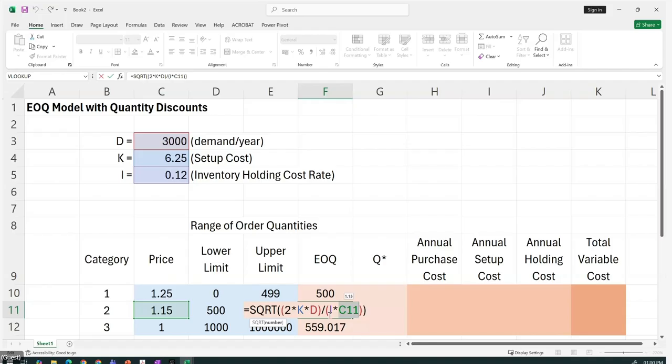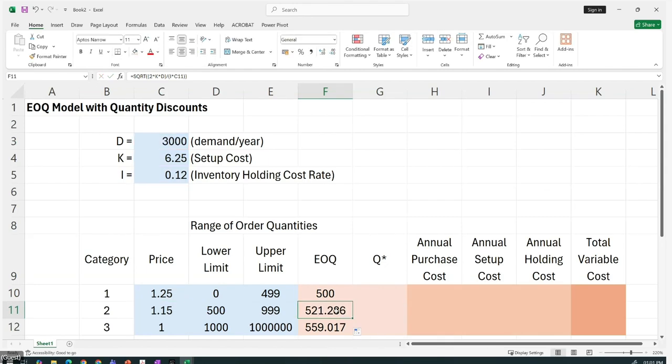Since I have clicked and, am I audible? Yes, sir. Yeah, okay. So here it was C10. When I clicked and dragged it below, you can see C10 has changed to C11. This is what we call relative referencing, right?